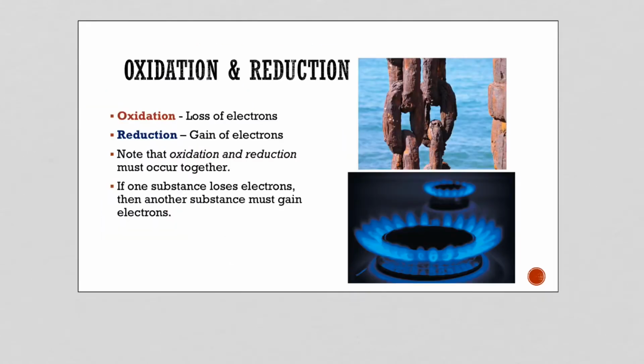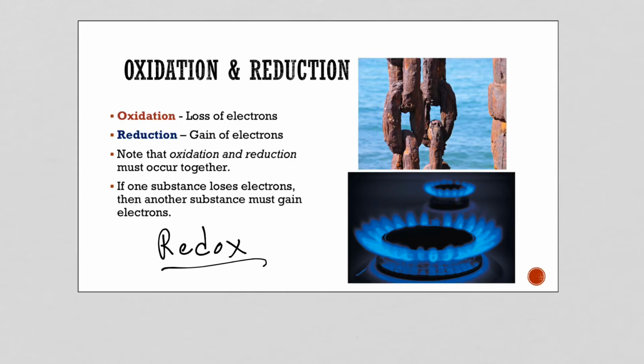Now, these are just some of the applications. We see redox, or what we call electrochemical reactions, in lots of everyday processes, like rusting of iron or burning. You might recall that we talked about combustion reactions in an earlier chapter, and combustion reactions are a type of electrochemical reaction. Another term for electrochemical reaction is a redox reaction.